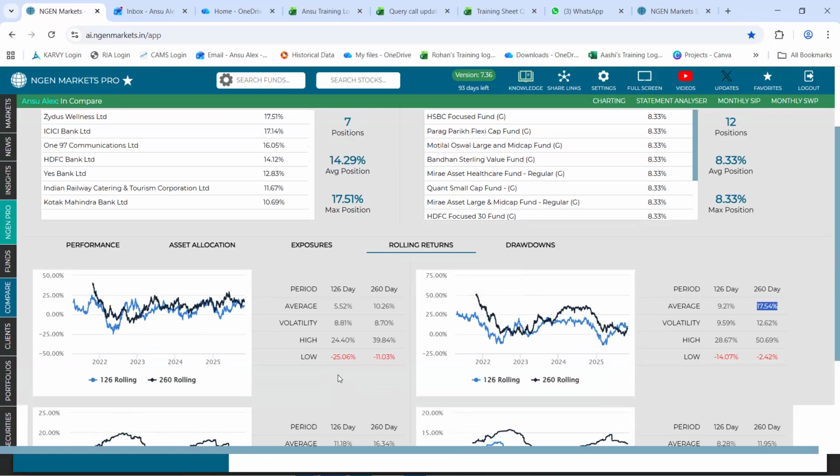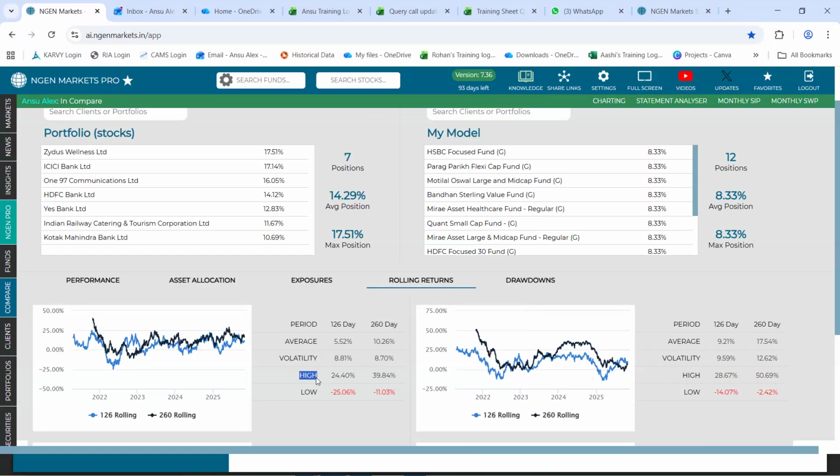Following that, you can also view the high and the low. The stocks portfolio gave the highest rolling return in a 260-day rolling window of 39%. However, the MF portfolio had a highest rolling return of 50%. And you could also look at the lowest rolling return. In the stocks portfolio, it was negative 11%, while in the MF portfolio, it is as low as negative 2% only.